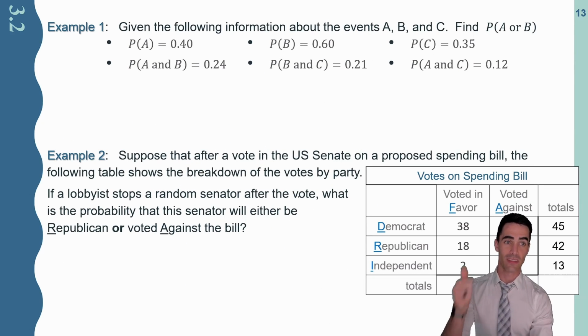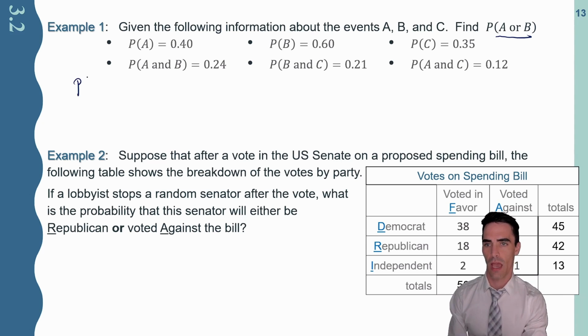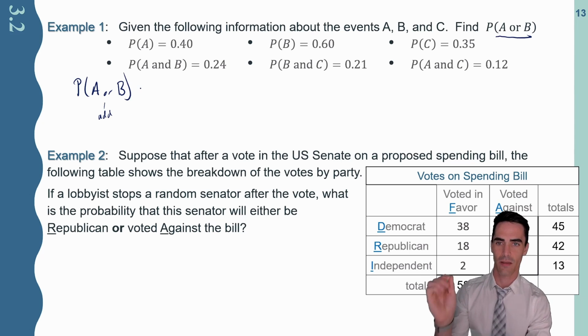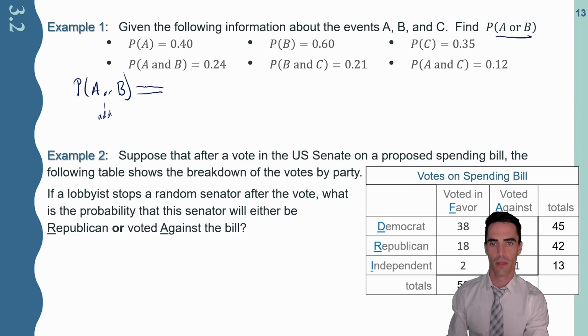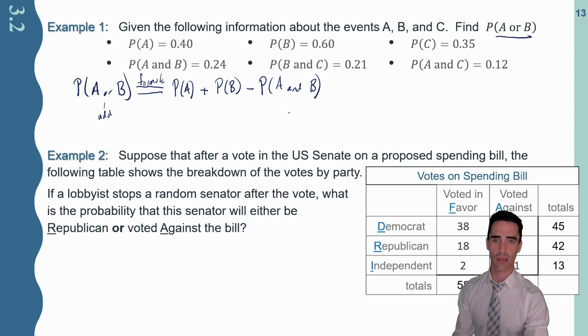Given the following information about events A, B, and C, I want to find the probability of A or B. Let me first start off just with writing the formula. I have the probability of A or B. Anytime you read the word "or", I'd encourage you to write to yourself, okay, that means I want to add. And there's a nice little formula that we get from it. The formula looks like this: the probability of A on its own plus the probability of B on its own minus the overlap, the probability of A and B. Again, that's straight formula, no trickery yet.